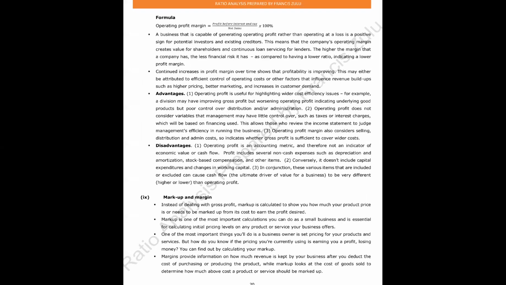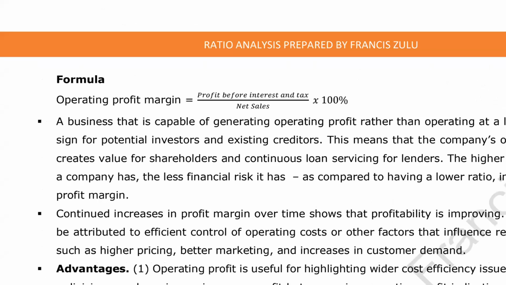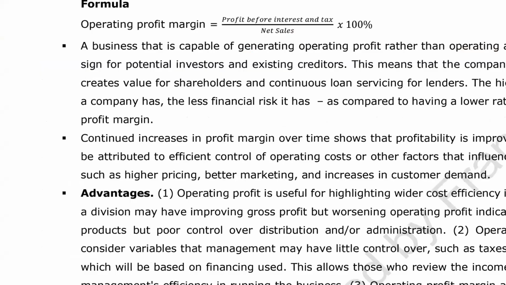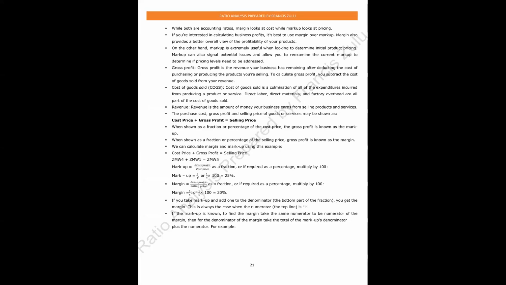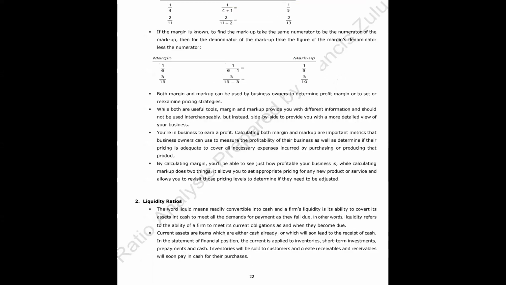The operating profit margin as well communicates the same thing, but for the profit, you use the profit before interest and tax over the net sales. And then you will be fine.